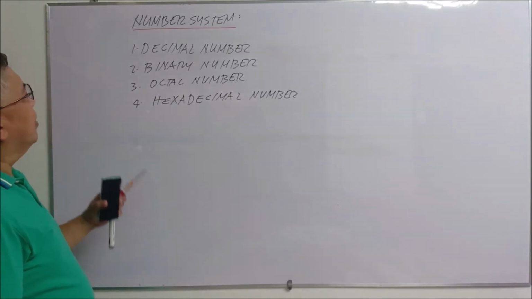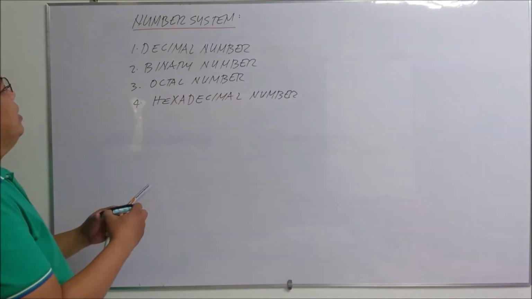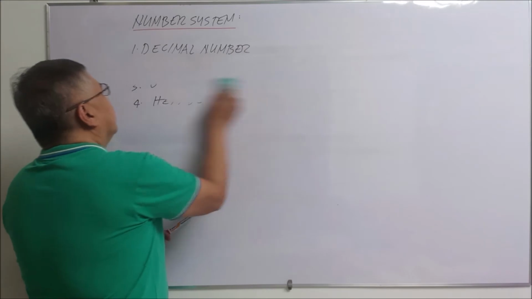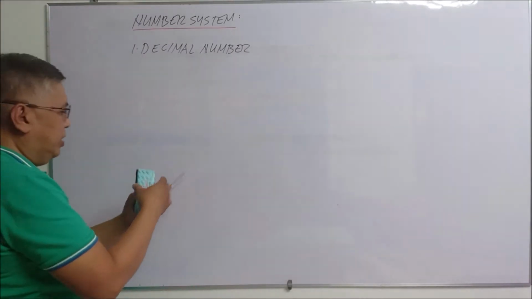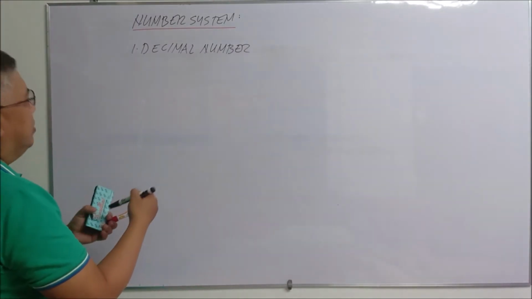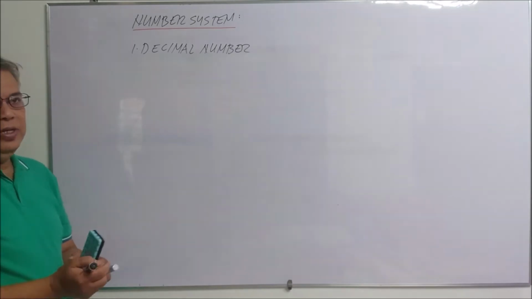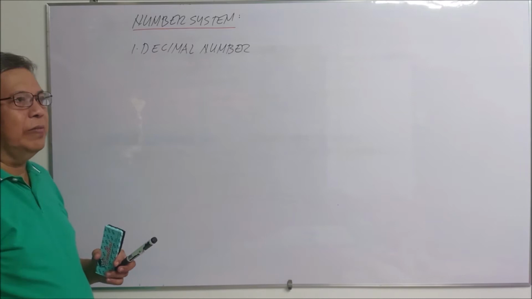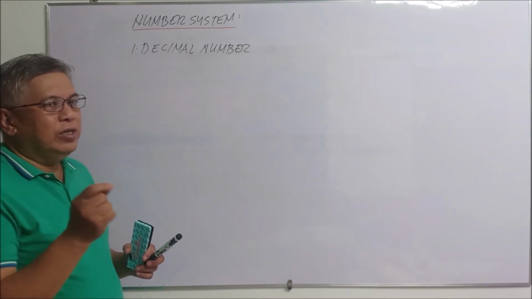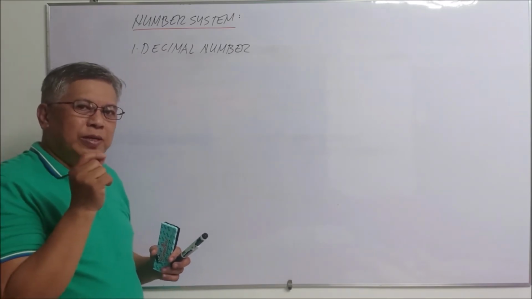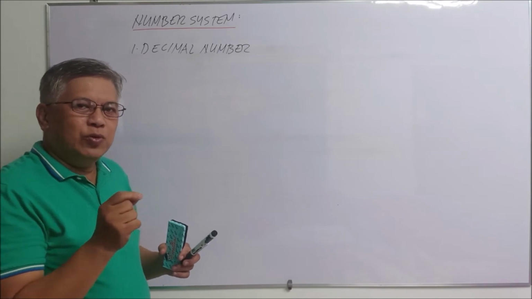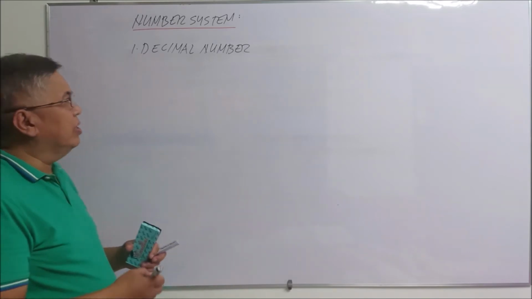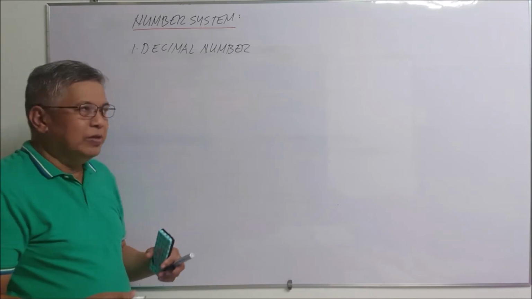Okay? So we discuss first the decimal number. So what is a decimal number system? Of course, the decimal number system is the most commonly used number system because we have been using it from kinder up to present. So when you are doing arithmetic, you are using the decimal number system.